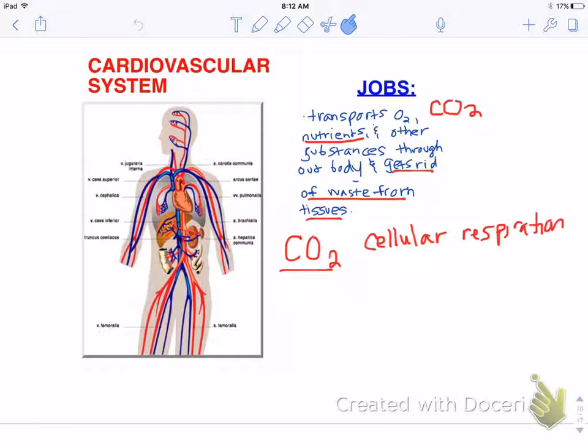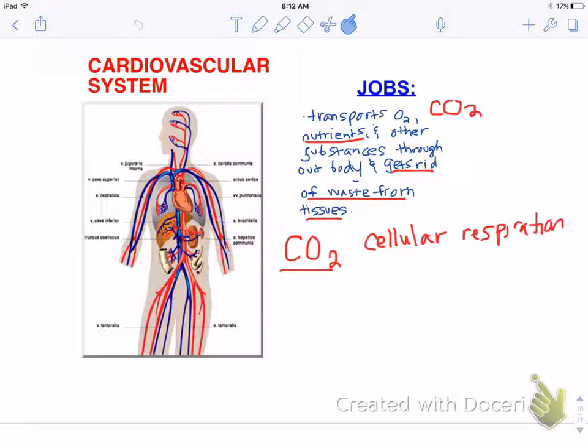The main job of the cardiovascular system is to transport oxygen, carbon dioxide, nutrients, and other substances throughout the body. The cardiovascular system also gets rid of waste from tissues. Remember, CO2 is a waste product made in cellular respiration, so that would be transported through the cardiovascular system and delivered to your respiratory system to be exhaled.